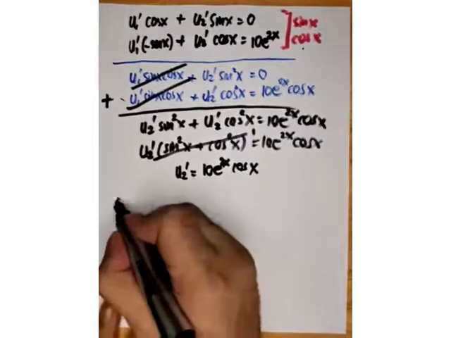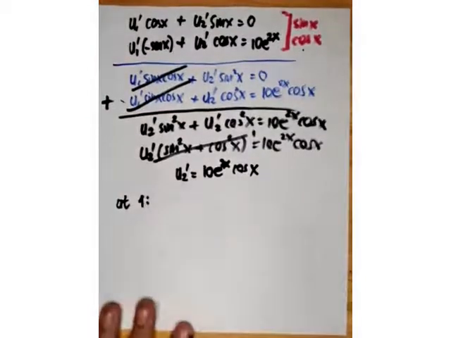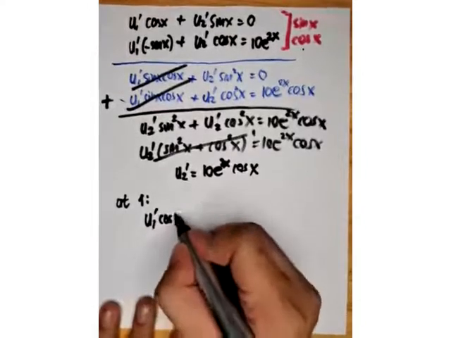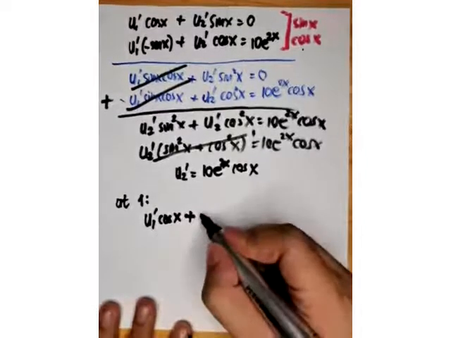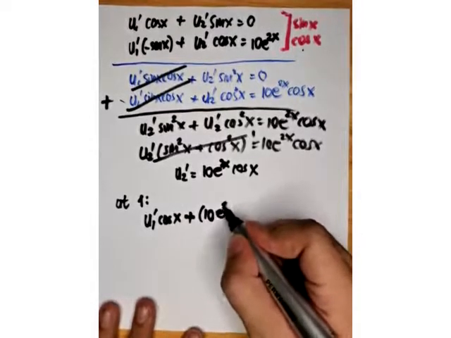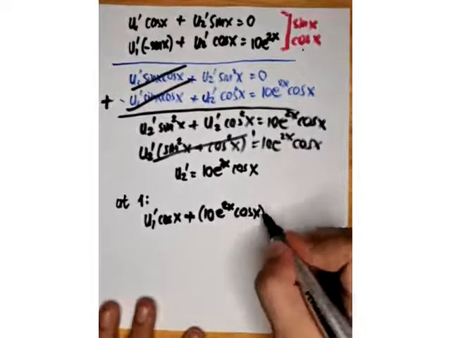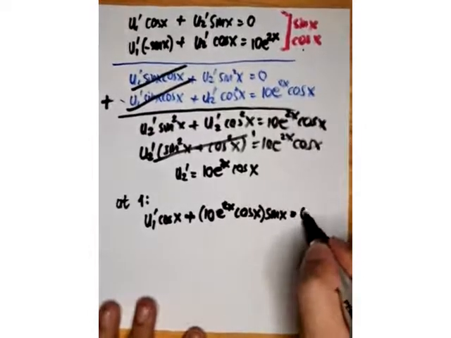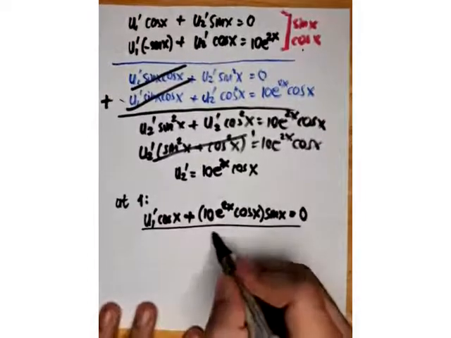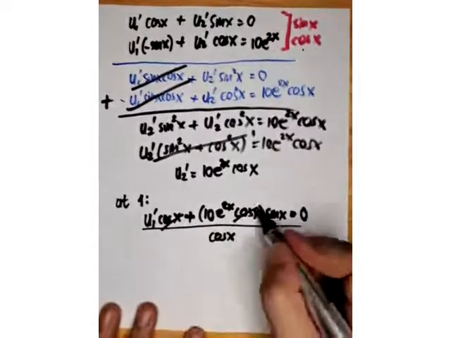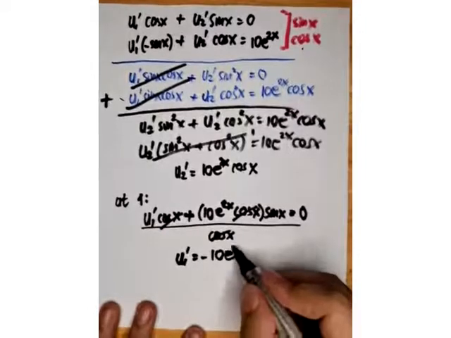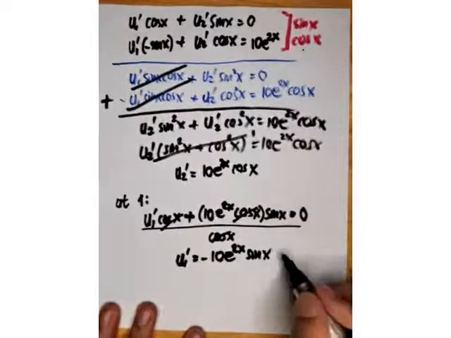Okay, and then let's substitute that at equation 1. At 1, so u1 prime cosine x plus u2, which is 10 e raised to 2x cosine x sine x is equal to 0. Okay, so divide natin ito ng cosine x, cancel, cancel, and cancel. So u1 prime is equal to negative 10 e raised to 2x sine x.